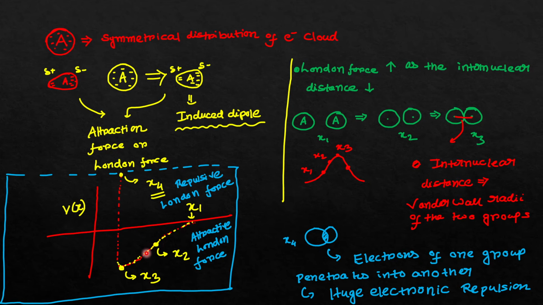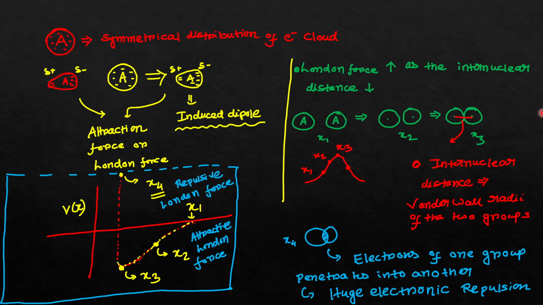So that's why the potential energy of the system also decreases. Now at some certain distance, you can see the internuclear distance between these two molecules becomes very low, and the dipole interaction or the London force between these two molecules will reach a maximum value.